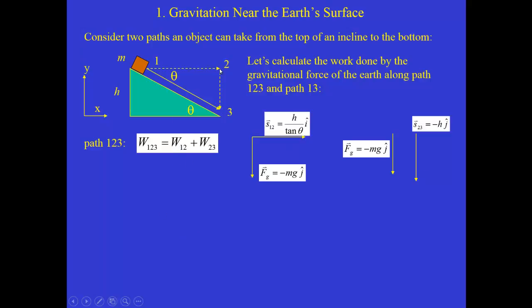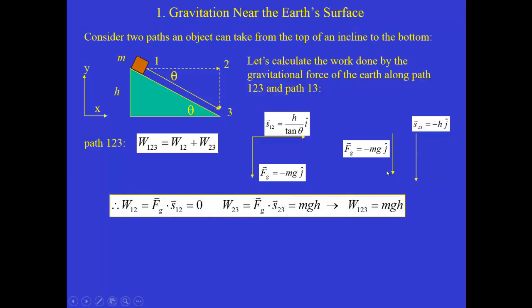Then we can look at the path from 2 to 3. As the object moves from 2 to 3 now vertically, the gravitational force is minus mg j hat, and the displacement is minus h j hat. Those are parallel to each other, and so we can see that their dot product will not be 0.